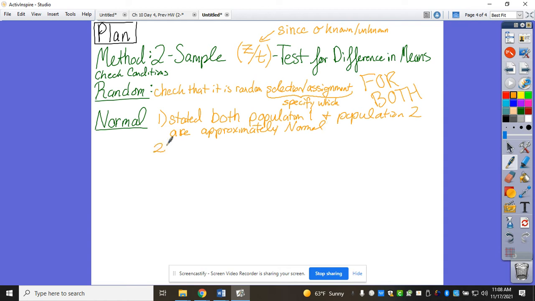What's my second easy option? So N1 has to be greater than or equal to 30, and N2 greater than or equal to 30. The central limit theorem. Or my third option would be having to do what?